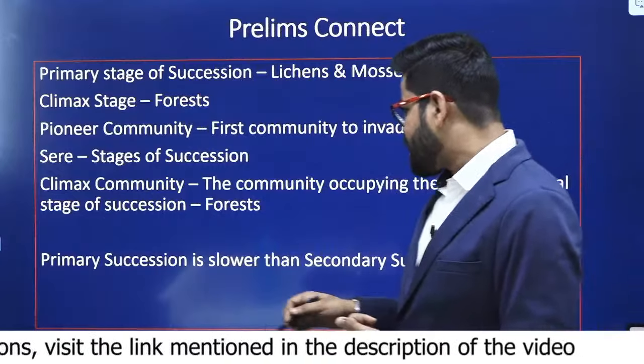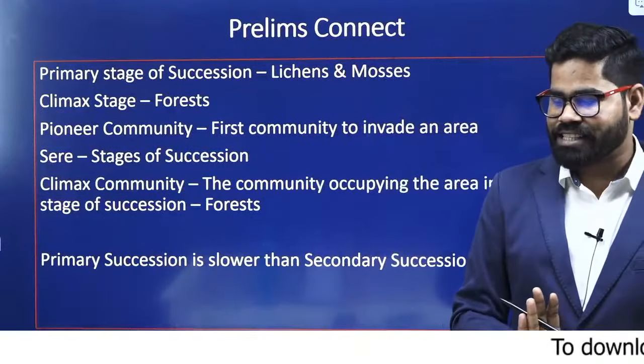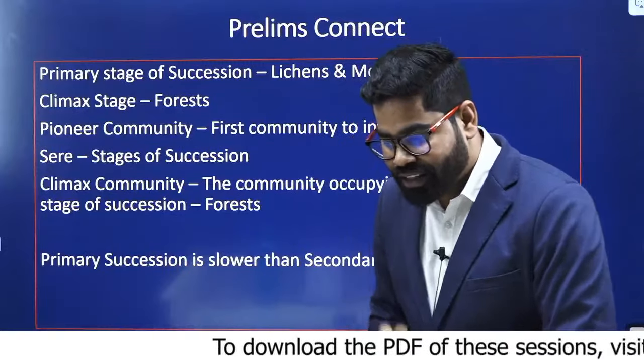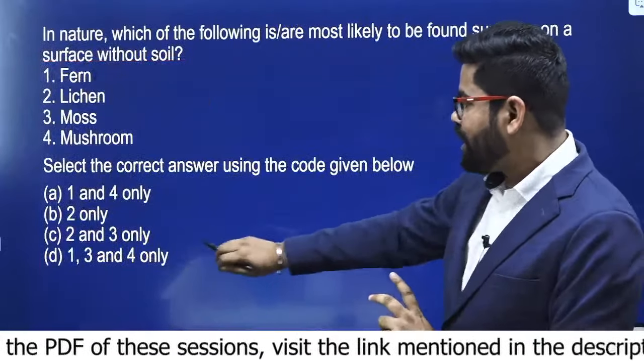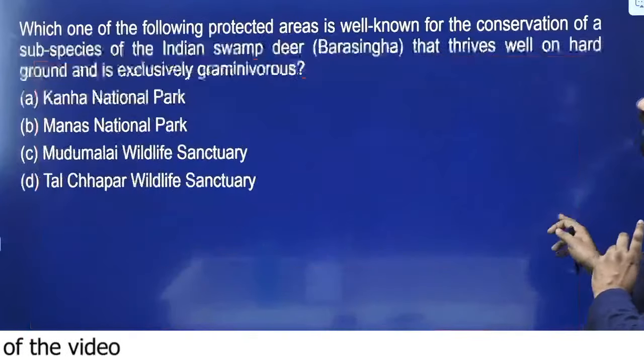The secondary succession is faster. Primary succession is slower than the secondary succession. So the correct answer there will be C only, that is 2 and 3 only. Okay. Then let's see another question.